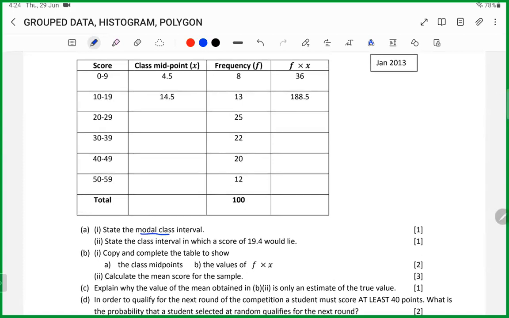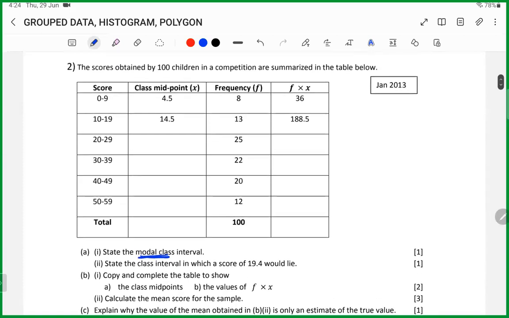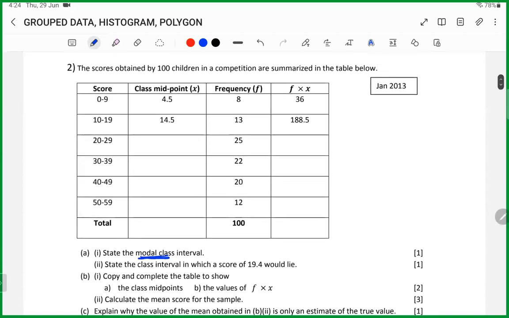So modal class, what you would realize is the word modal sounds like the word mode. And the mode, when you just have a list of numbers, is the most common number. So if we are looking at the modal class, it's the most common class, the class with the highest frequency. The highest frequency that we could see is 25. So the class with the highest frequency is this class, 20 to 29. That's it. You just look for the most common class. That's a very easy 1 mark.